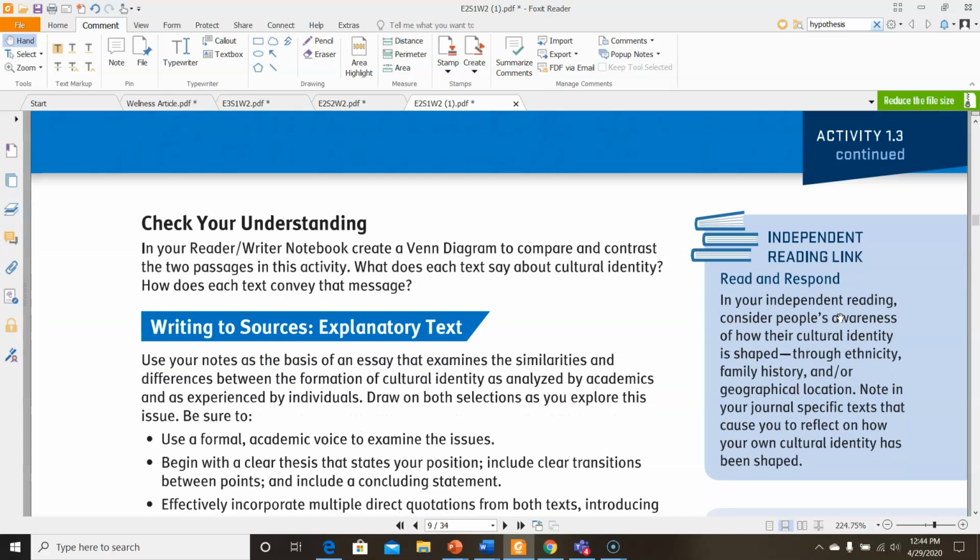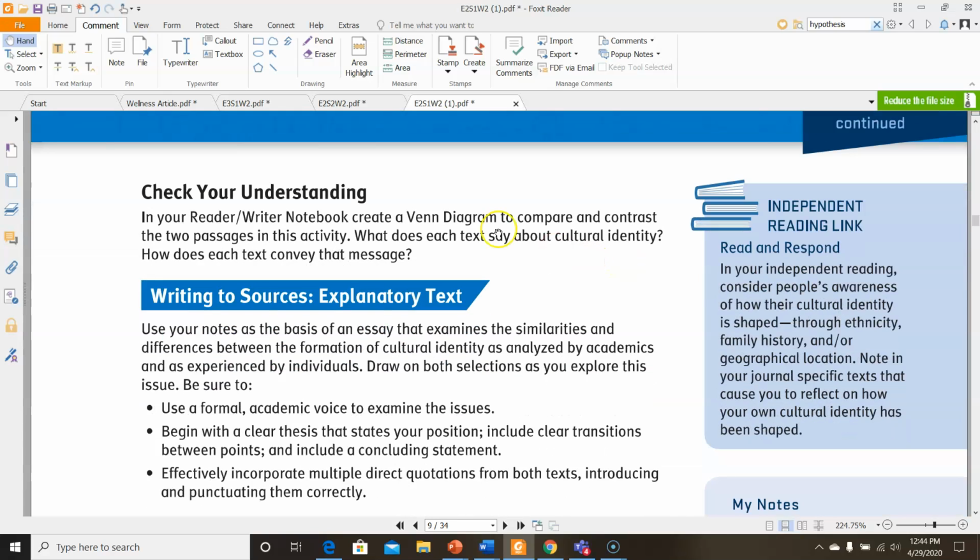Then, come down, we have a Check Your Understanding section, which wants us to create a Venn diagram to compare and contrast the two passages in this activity. So what does each text say about cultural identity? And how does each text convey that message? Now, you don't have a reader-writer notebook, so I'm going to upload a separate file for you to do your Venn diagram on, and that should make things a little bit easier for you to complete that activity.